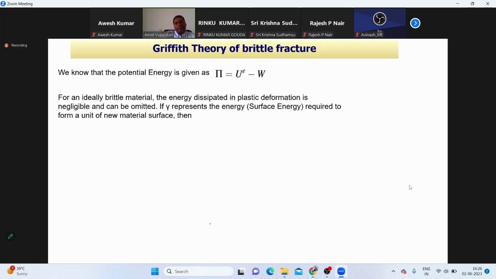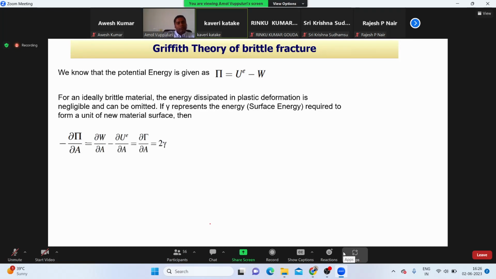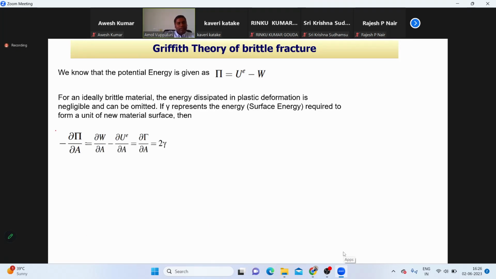Okay, and if gamma represents the surface energy required to form a unit of new material surface, then you can actually say that negative ∂Π/∂A is equal to ∂W/∂A minus ∂U_E/∂A, which is ∂Γ/∂A, which is equal to gamma. So this parameter is the total surface energy, which is nothing but the crack surface multiplied by the surface energy of the body. So whenever there is a crack propagation, the body has to overcome this energy. Once the surface energy is overcome, there is a crack propagation.